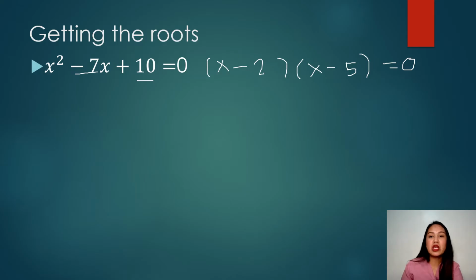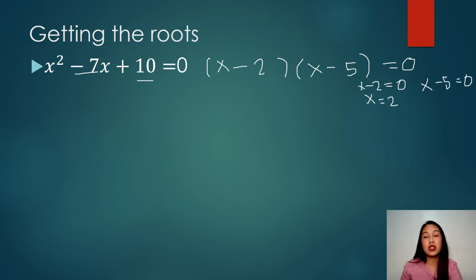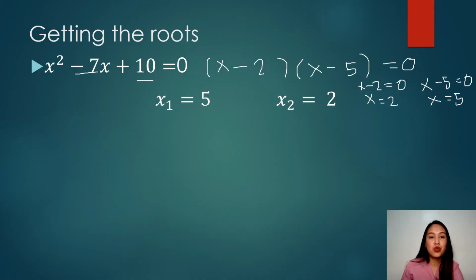So therefore, we can equate these two with 0. x minus 2 equal to 0, which gives us x is equal to positive 2. And the second factor, which is x minus 5, we are also going to equate to 0. Therefore, x here is equal to 5. So those are your two roots, 5 and 2.